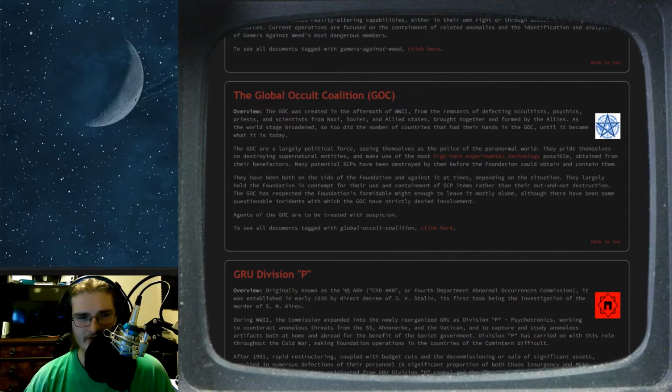They have been both on the side of the Foundation and against it at times, depending on the situation. They largely hold the Foundation in contempt for the use and containment of SCP items, rather than their out-and-out destruction. The GOC has respected the Foundation's formidable might, enough to leave it mostly alone, although there have been some questionable incidents with which the GOC have strictly denied involvement. Agents of the GOC are to be treated with suspicion.